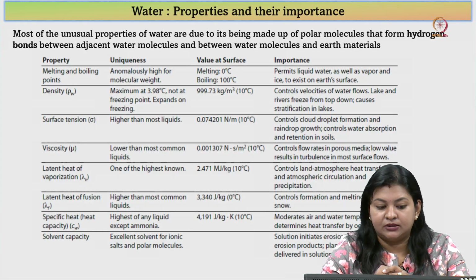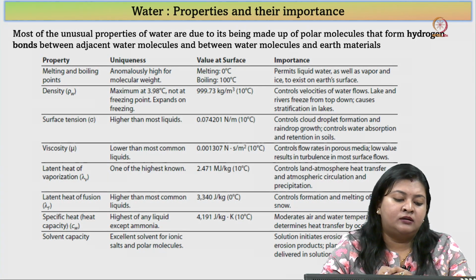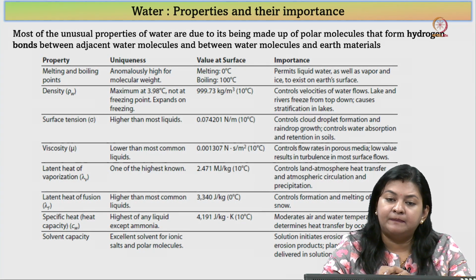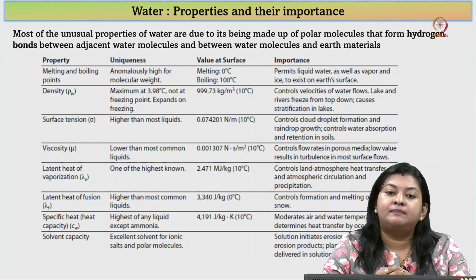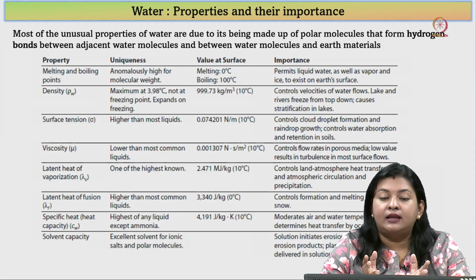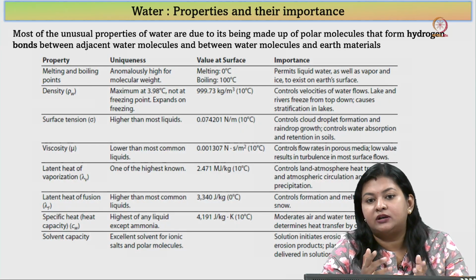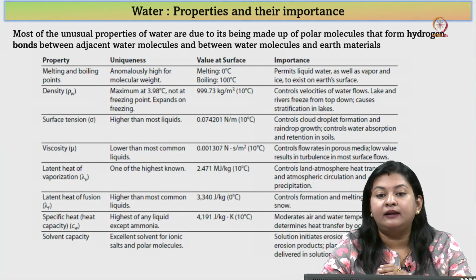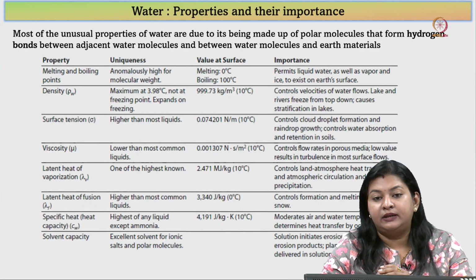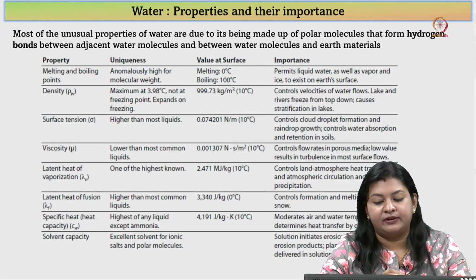If it was a liquid that had a low latent heat of vaporization, what will happen? With a little heat supply, it will turn into vapor phase, right. Then nothing will remain in the water system as liquid; it will all turn into vapor. Due to the high latent heat of vaporization, water needs to absorb a lot of heat and then turn into vapor phase.